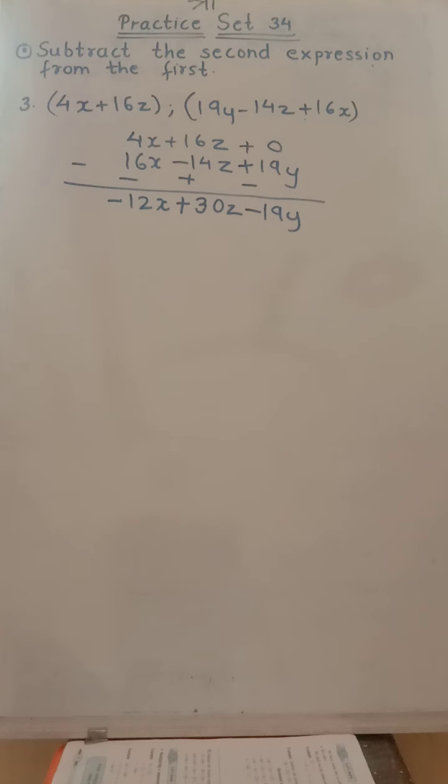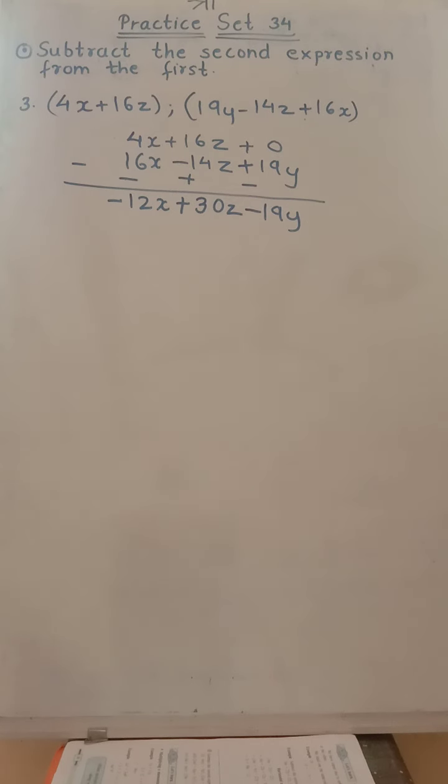So children, in our practice set 34, we have a total of 5 sums. I have solved 3 sums from that. You will be solving these 3 sums and 2 sums are remaining. So solve those 2 sums after these 3 sums in your CW.